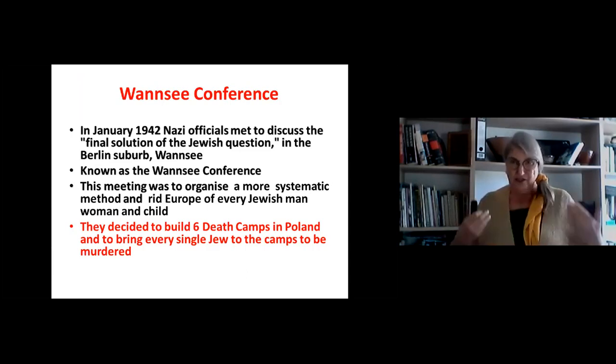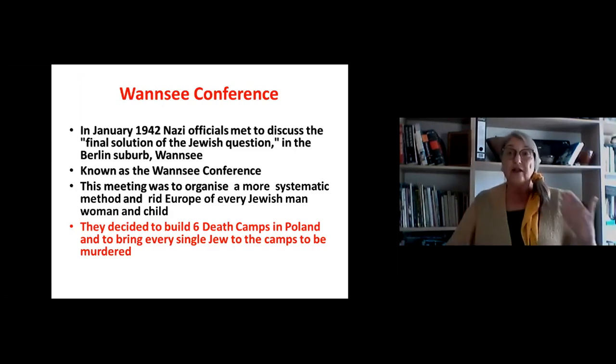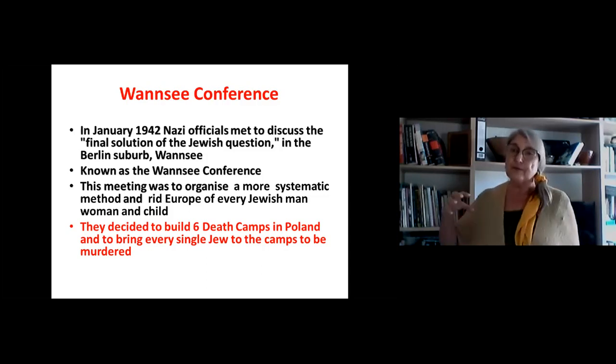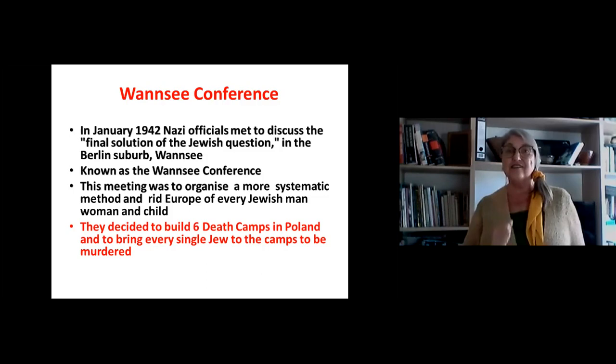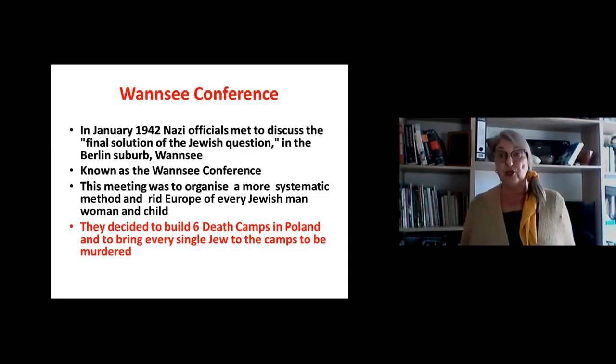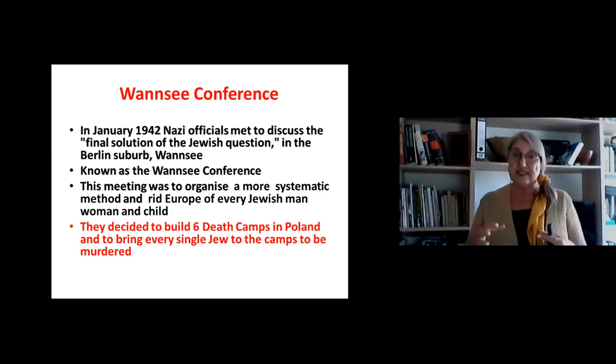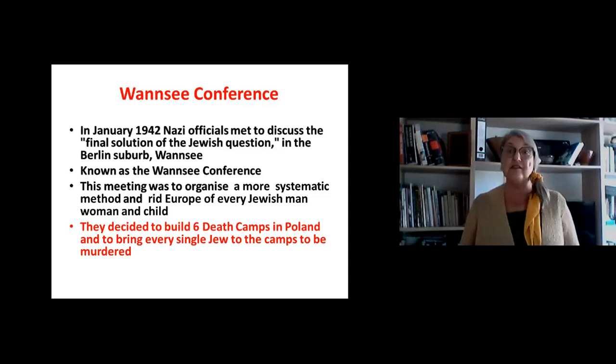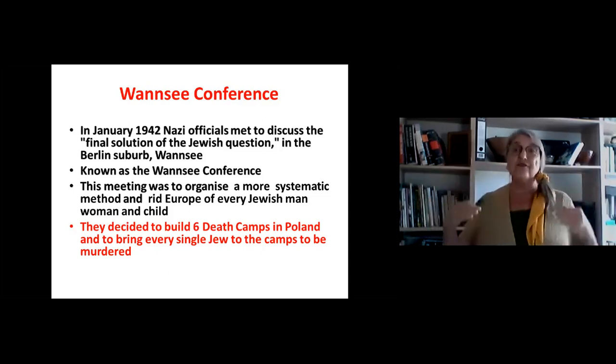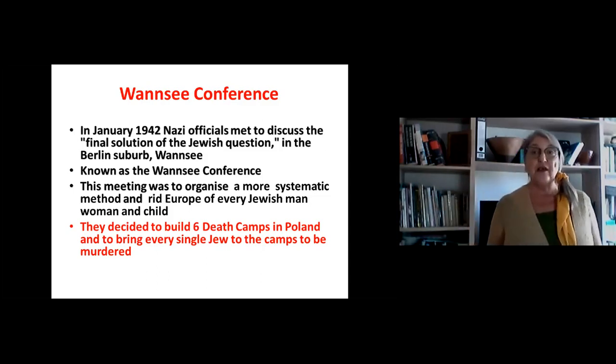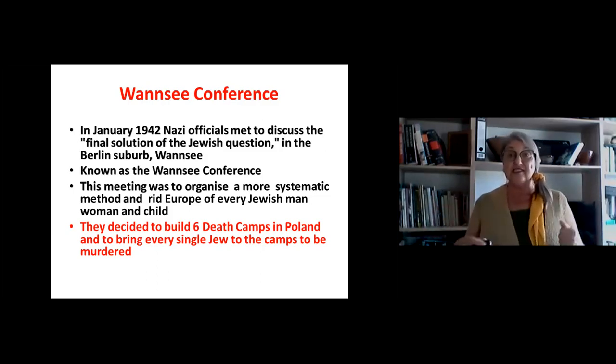But the Nazi regime decided that this wasn't a good solution because it was expensive, one bullet, one person, and they wanted to make it much more industrialized and systematic. So they met at a place called Wannsee, which is a suburb of Berlin in Germany. And this meeting became known as the Wannsee Conference. By the way, Hitler did not attend any of these meetings or conferences. They were attended by the upper ranks of the Nazis, but not Hitler himself. And the meeting was to organize a systematic method.